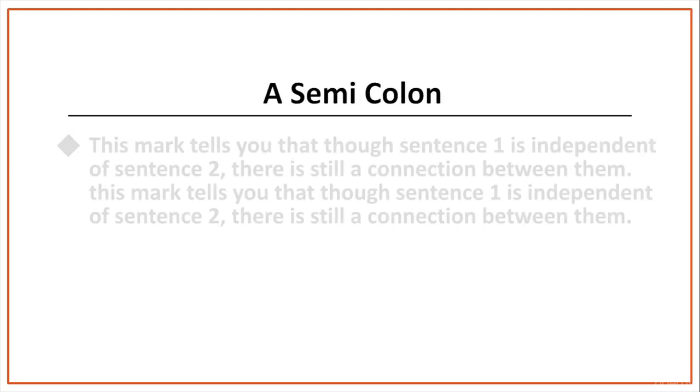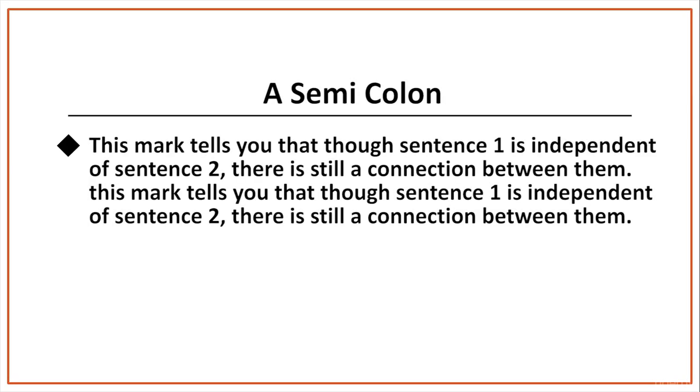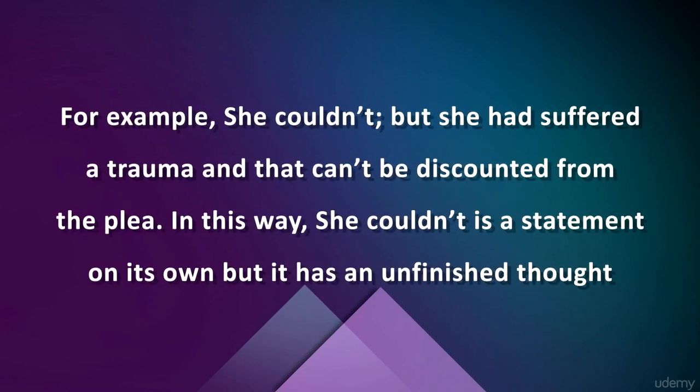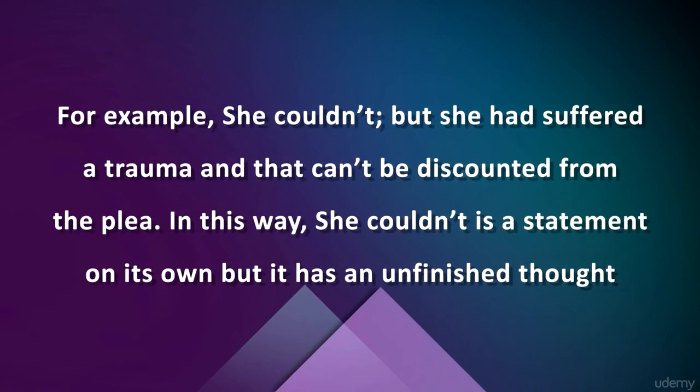A semicolon. This mark tells you that sentence 1 is independent from sentence 2, but there's still a connection between them. For example, "She could not; she had suffered a trauma and that can't be disconnected from the plea." In this way, "she could not" is a statement on its own, but it has an unfinished thought, which the semicolon represents, and hence the pause you take will be longer than a comma, but shorter than a full stop.